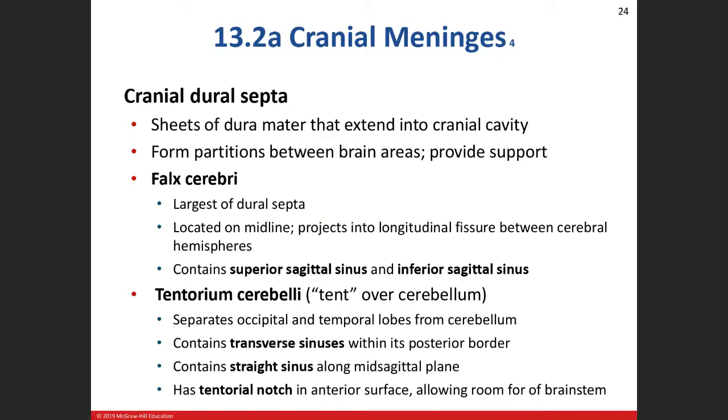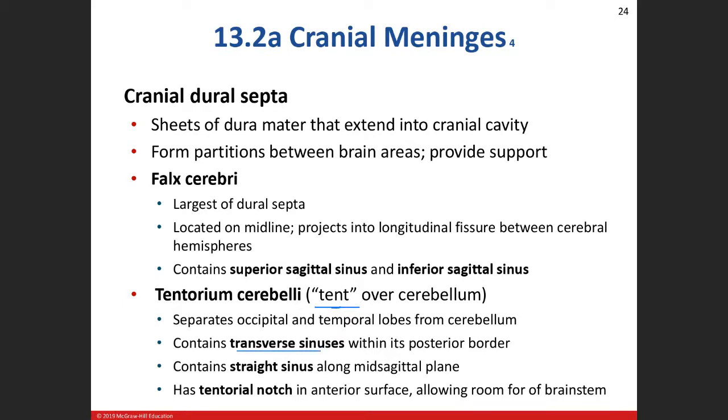All right. The other one, which I was telling you about on Thursday, is the tentorium cerebelli. Okay? Think tent that is draped over the cerebellum. And this is going to divide your cerebrum from your cerebellum. Okay? It's found in the transverse sinus.